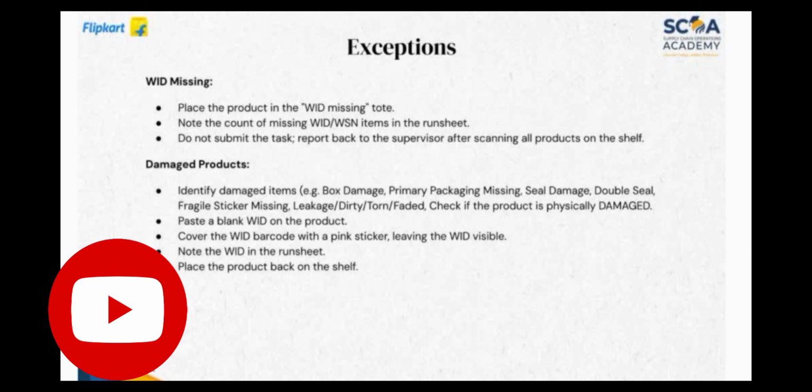Damaged products. Identify damaged items. Examples: box damage, primary packaging missing, seal damage, fragile sticker missing, leakage, dirty, tone faded. Check if the product is physically damaged. Paste a blank WID on the product. Cover the WID barcode with a pink sticker, leaving the WID visible. Note the WID in the run sheet. Place the product back on the shelf.